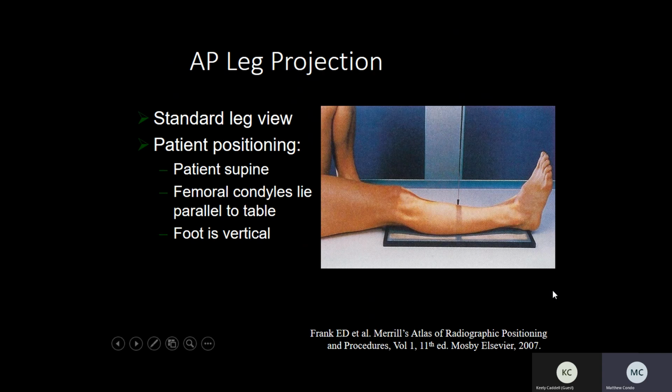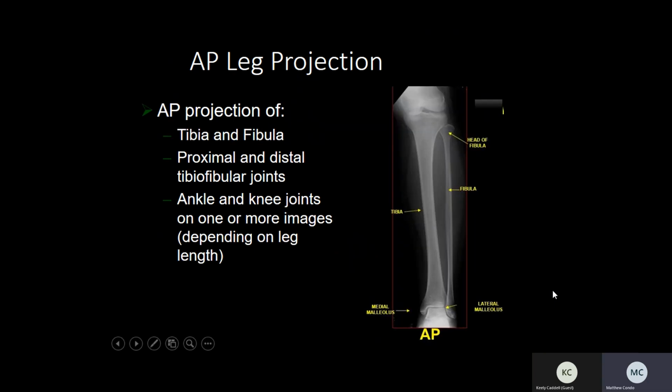This is the position that the person is going to be in for an AP leg projection. The patient's going to be supine. Femoral condyles are going to lay parallel to the table. In other words, I'm not in any external or internal rotation. And the foot's going to be vertical, aka neutral dorsiflexion, plantar flexion. This is typically what we're going to see with an AP leg projection.